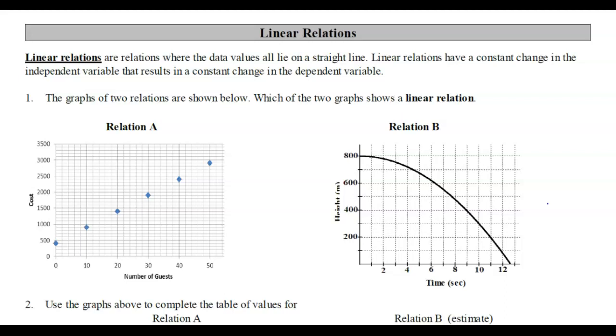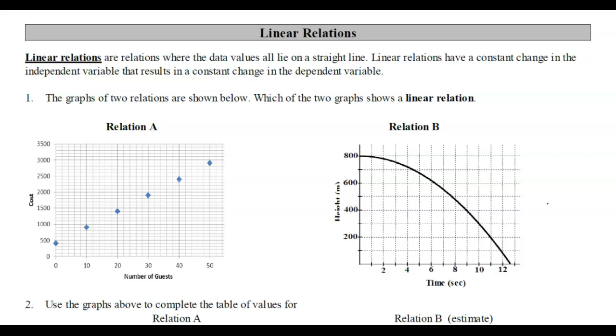Okay, so what are linear relations? They are relations where the data values all lie on a straight line. Linear relations have a constant change in the independent variable that results in a constant change in the dependent variable. So think about a line, a straight line. If you had a ruler, would you be able to join those points up with a straight line?